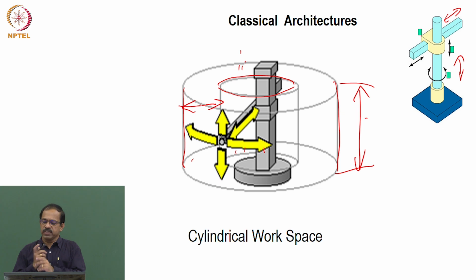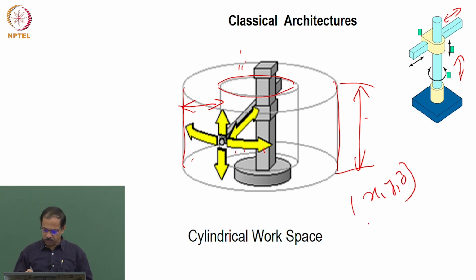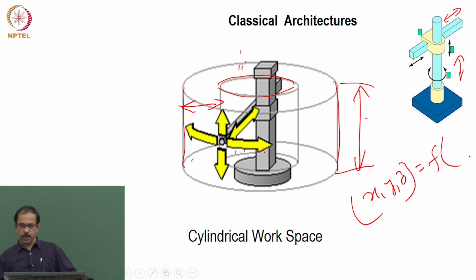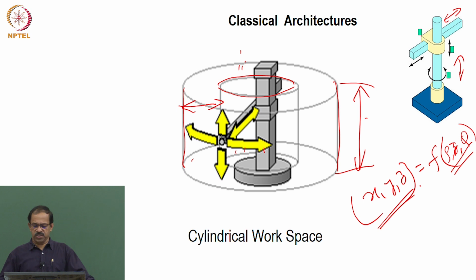So what are the parameters that will decide the XYZ here? A function of two linear motions, right? So we call it rho and z, and then an angle with respect to this. So these three parameters will decide the position of the wrist. Again, not a straightforward relationship.